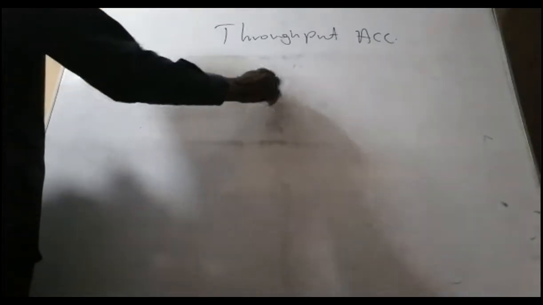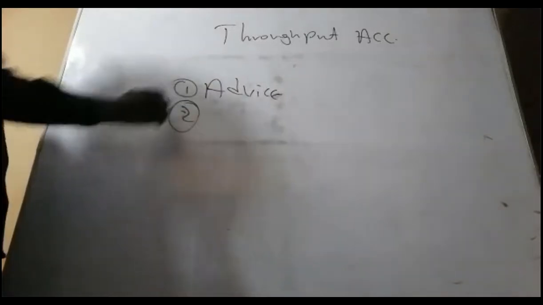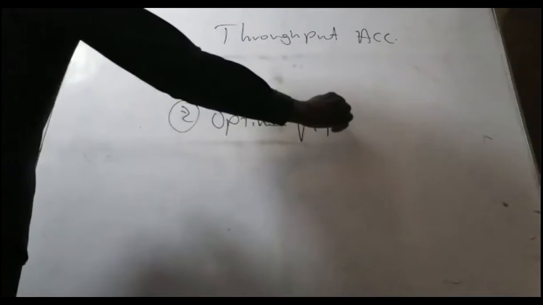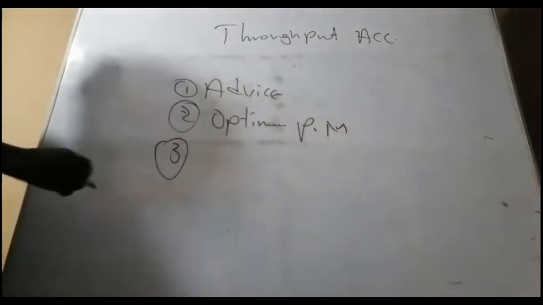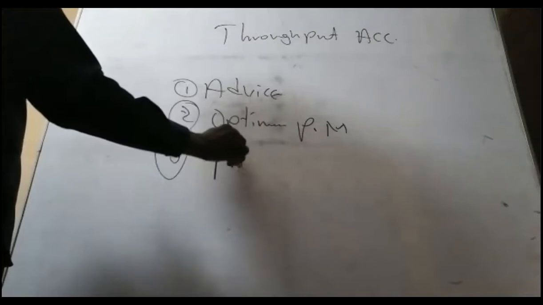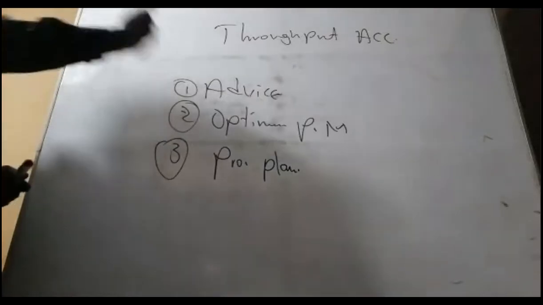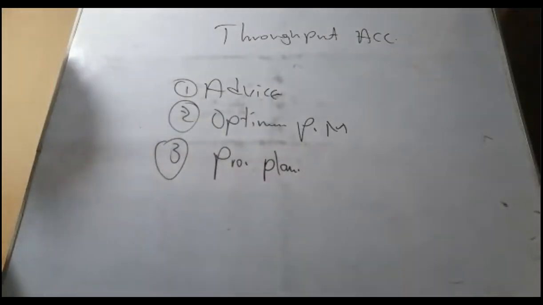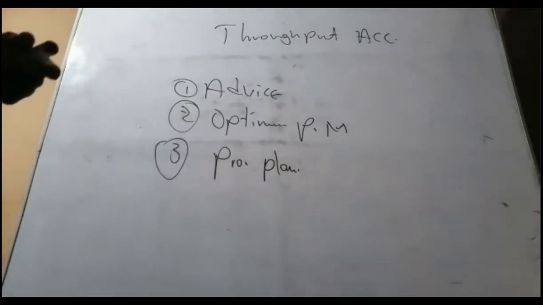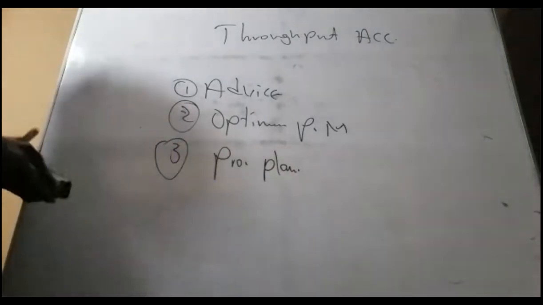Good. So that is the throughput accounting. So in the question, it goes like this. Either advise, 2, determine the optimum production mix, 3, production plan. So this is how the requirement will be. Either you are advising the company on the production mix, the combination of products that they should produce in order to make profit or the maximum profit.